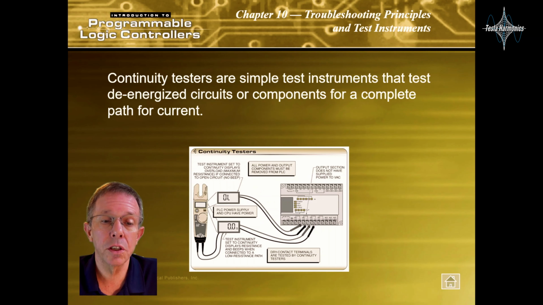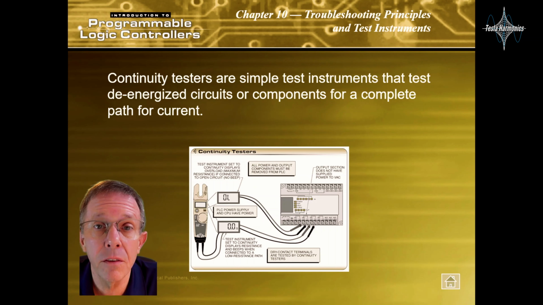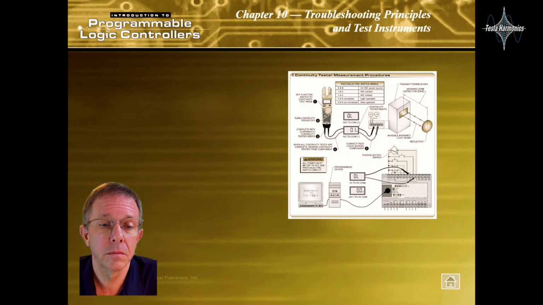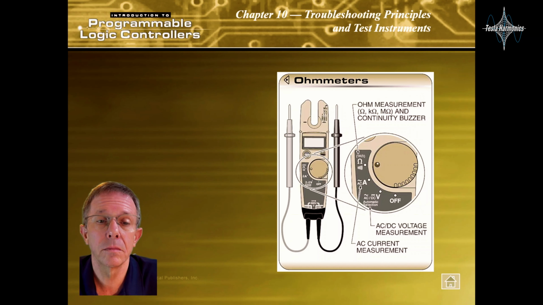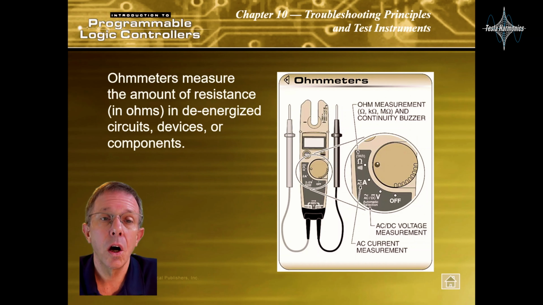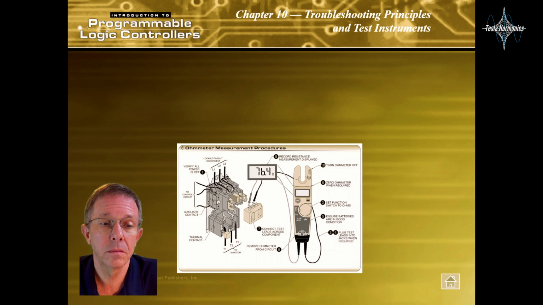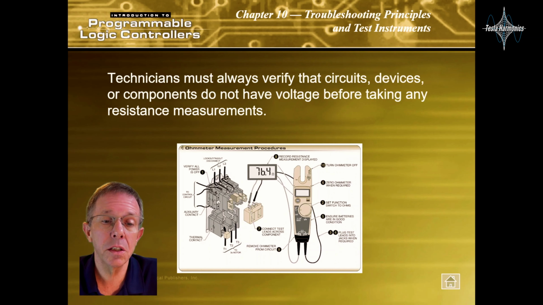Continuity testers are simple test instruments that test de-energized circuits or components for a complete path for current. A continuity test can be used to check the operation of a photoelectric switch. Ohm meters measure the amount of resistance in ohms in de-energized circuits, devices, or components. Technicians must always verify that circuits, devices, or components do not have voltage before taking any resistance measurements.